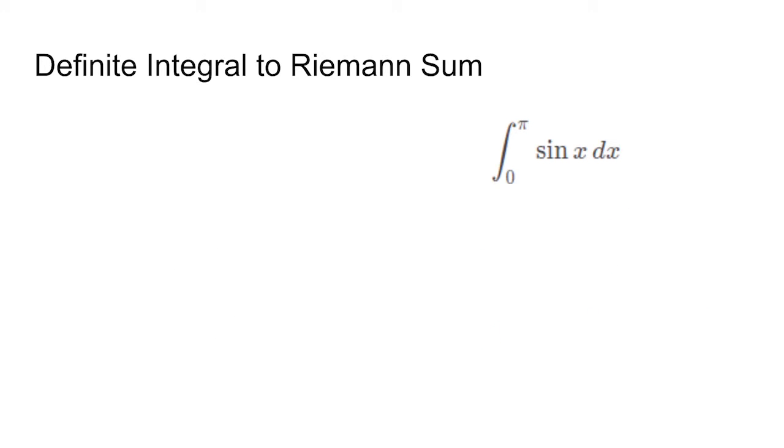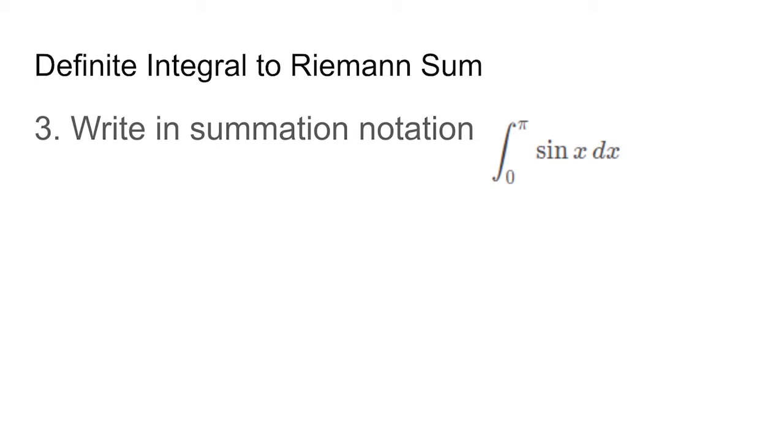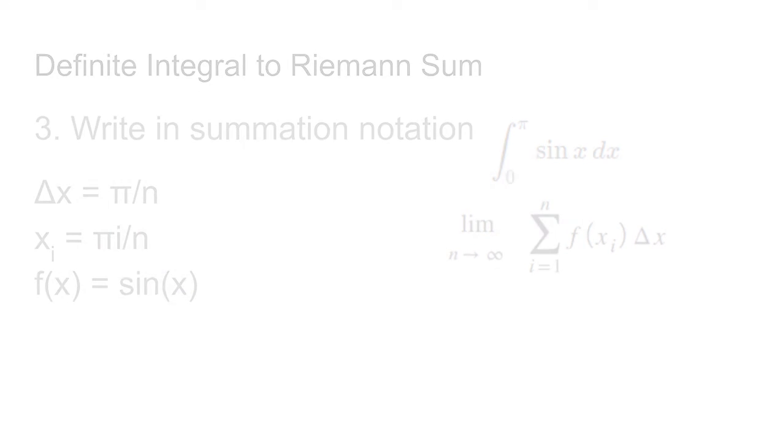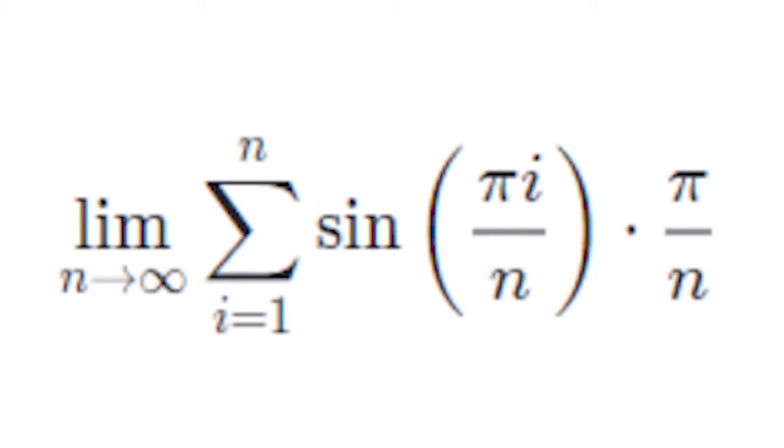Now our final step is to write this all in summation notation. So we can take our delta x, our x sub i, and f of x from the previous steps and plug this into the Riemann sum notation for a definite integral. And when we do this, we get the result that's shown.